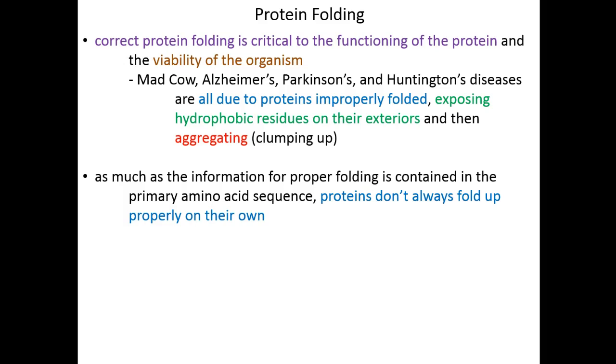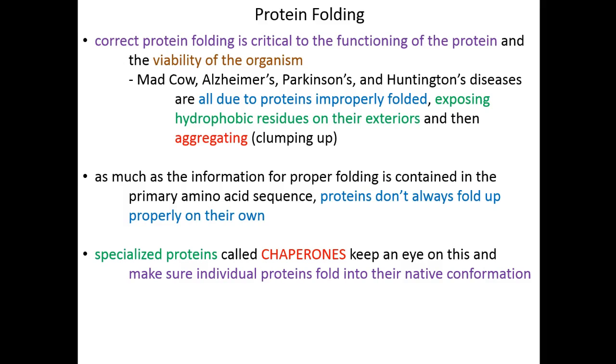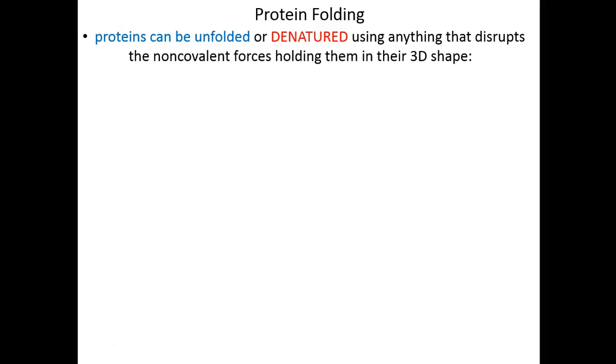and it gives rise to the syndromes and symptoms of these diseases. As much as the information for proper protein folding is contained in the primary sequence, sometimes that's not always enough. Proteins don't always fold up properly on their own. Sometimes they need a little bit of help. And these helper proteins that aid newly made proteins in folding properly are called chaperones. Chaperone proteins are specialized proteins that allow and help proteins fold into their native conformations.